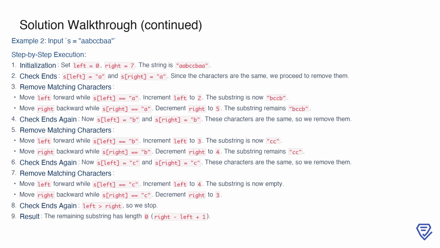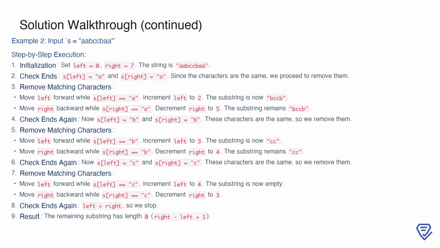In this example, the input string is abccba. As before, we initialize left at 0 and right at 7. The characters at both ends are a, so we remove them. We increment left to index 2 as long as s[left] is a, and the substring becomes bccb. Similarly, we decrement right to index 5 while s[right] is a, and the substring stays bccb.